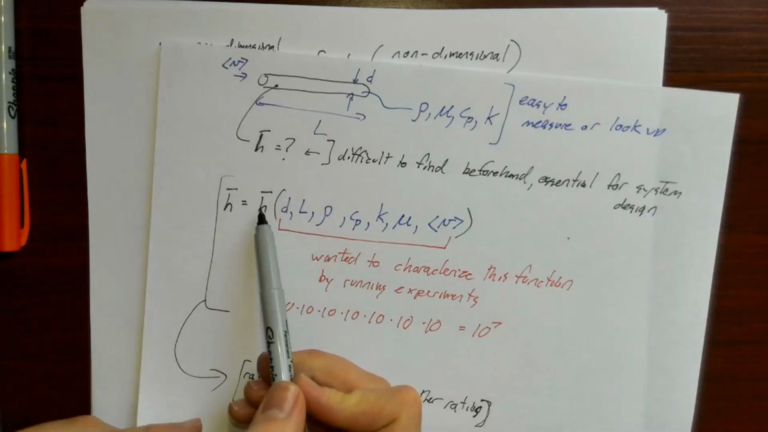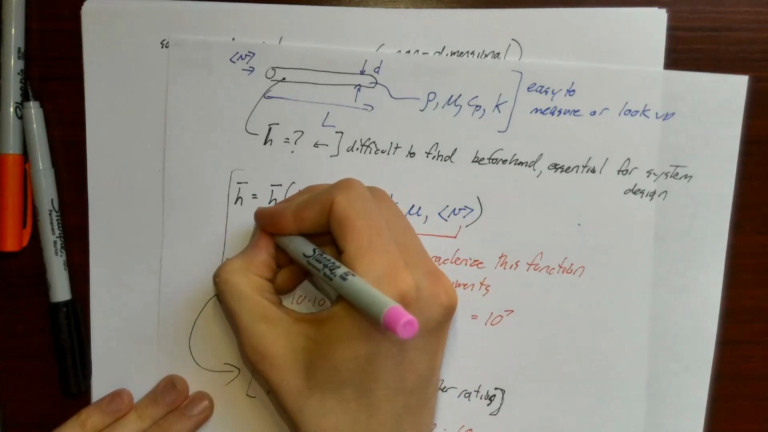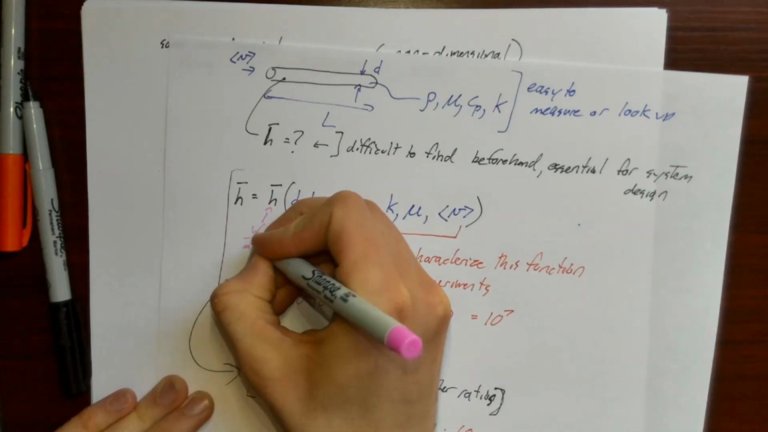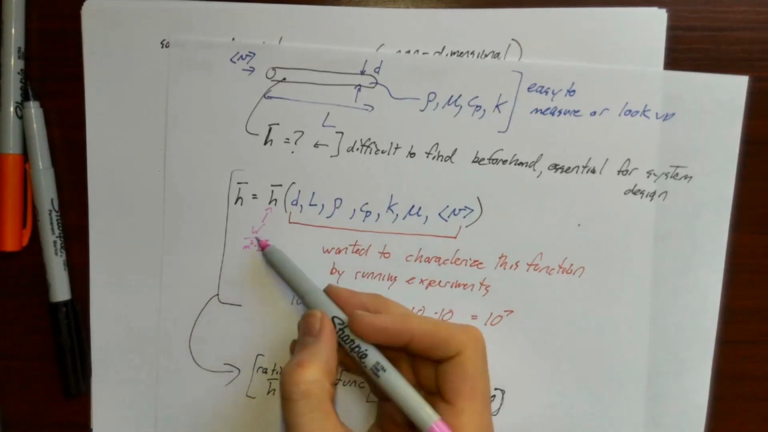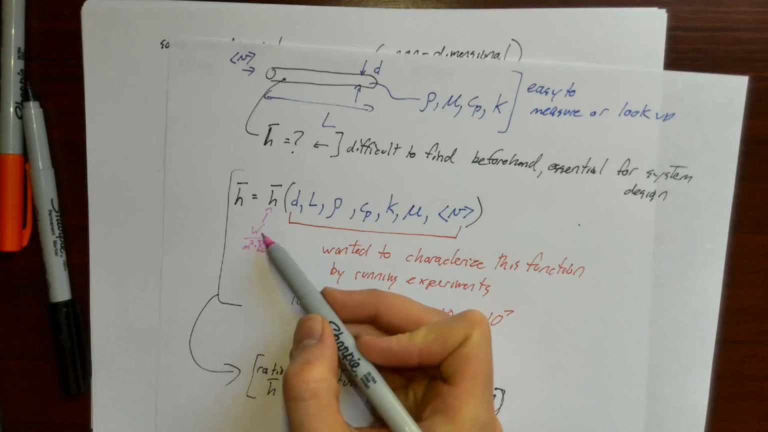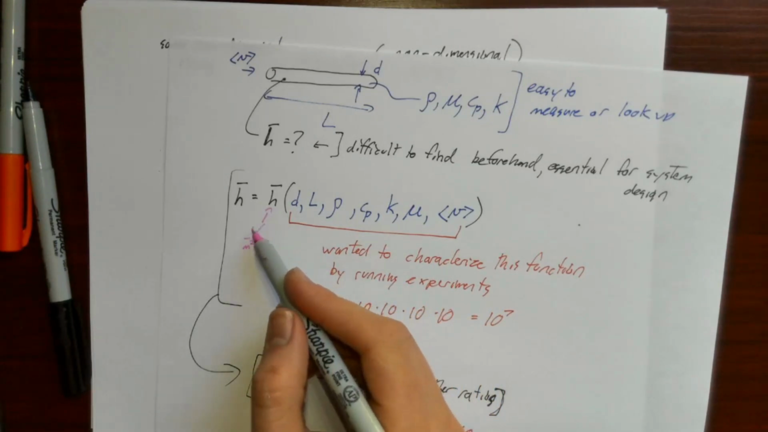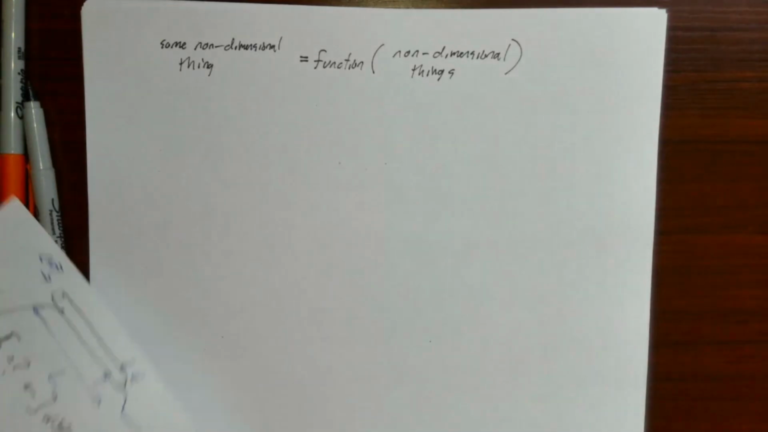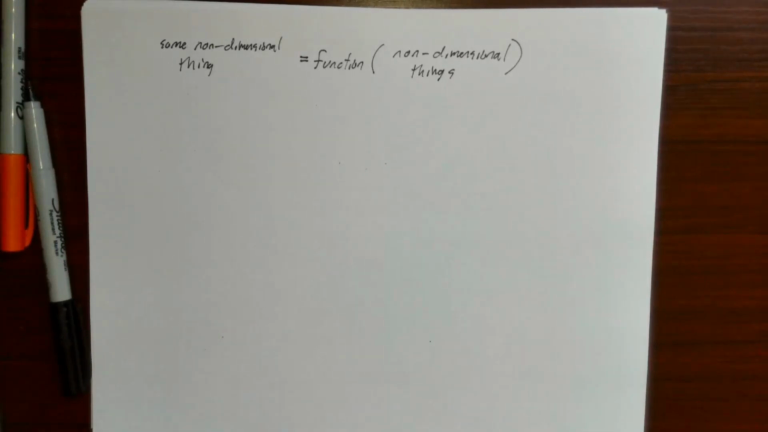so h bar has units, right? This has units of watts per meter squared Kelvin. So in a sense, this is something that we call dimensional, right? Watts are a united quantity, right? h bar has units, watts per meter squared Kelvin. But something that's non-dimensional can be a function only of other non-dimensional things, right?